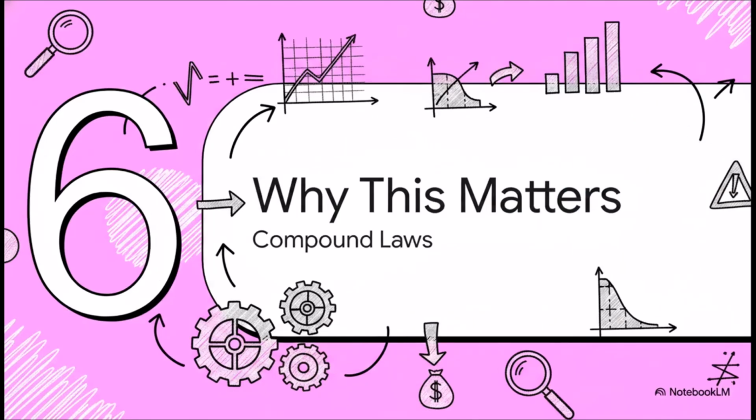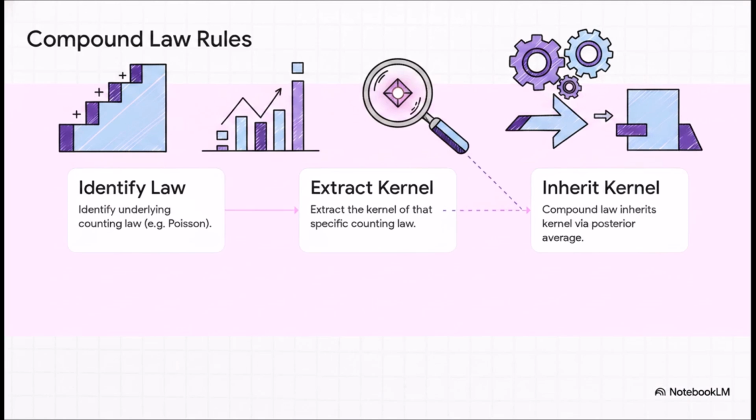Section 6. Why this shortcut matters. Compound laws and actuarial science. Time to bridge the gap between pure math and applied science. Let's break down these 3 steps because they represent a massive optimization for actuarial science. In insurance modeling, you constantly deal with compound laws, like geometric jump models where you have a frequency of claims compounding with the severity of claims. It's a mathematical monster, but look at the steps.